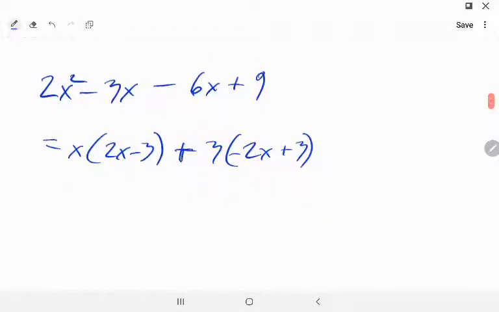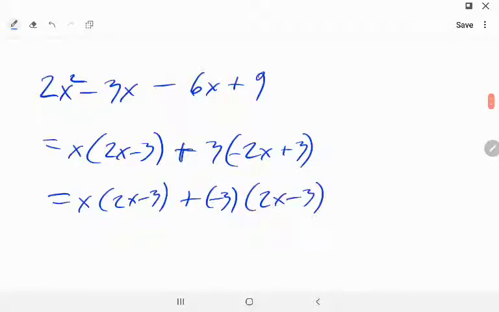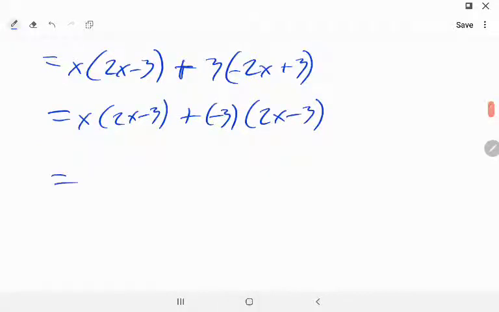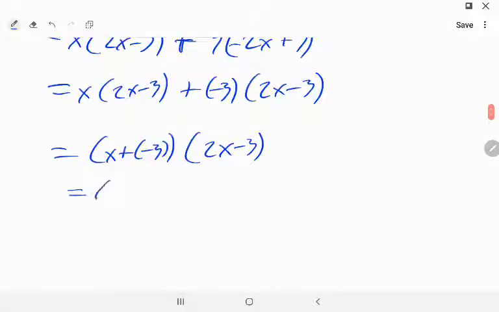But what we notice is, like I mentioned before, we can always pull out a factor of negative 1. So we can write that as x times the quantity 2x minus 3 plus negative 3 times the quantity 2x minus 3. So instead of pulling out a 3, we could have pulled out a negative 3. And so we get x plus negative 3 times 2x minus 3. And if we wanted to, we could also write that as the quantity x minus 3 times the quantity 2x minus 3.